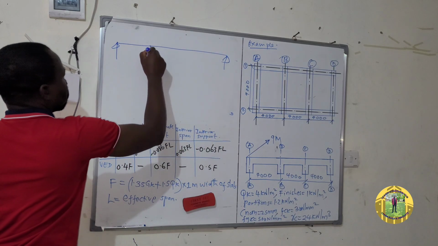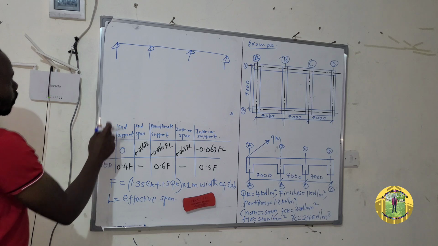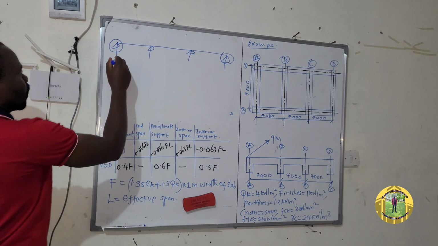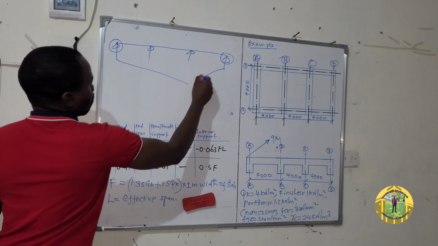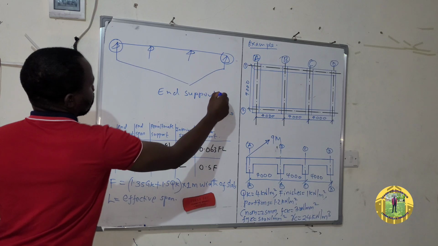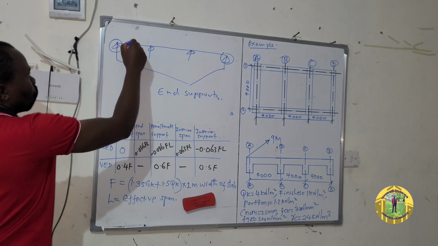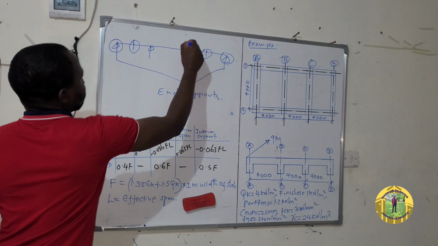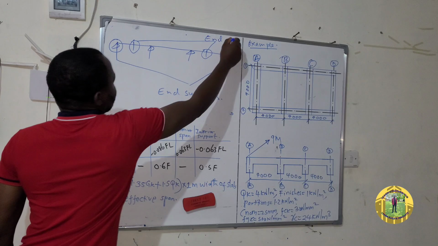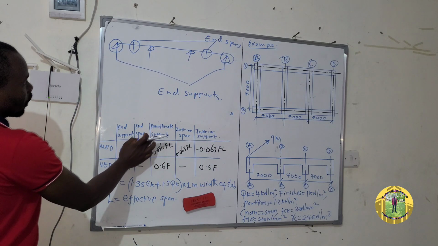so that is a slab. So the end support, these are the end support. These are the end support. End support. And then you come to end span. So this here, these are the end span. End span. And then you come to penultimate support.